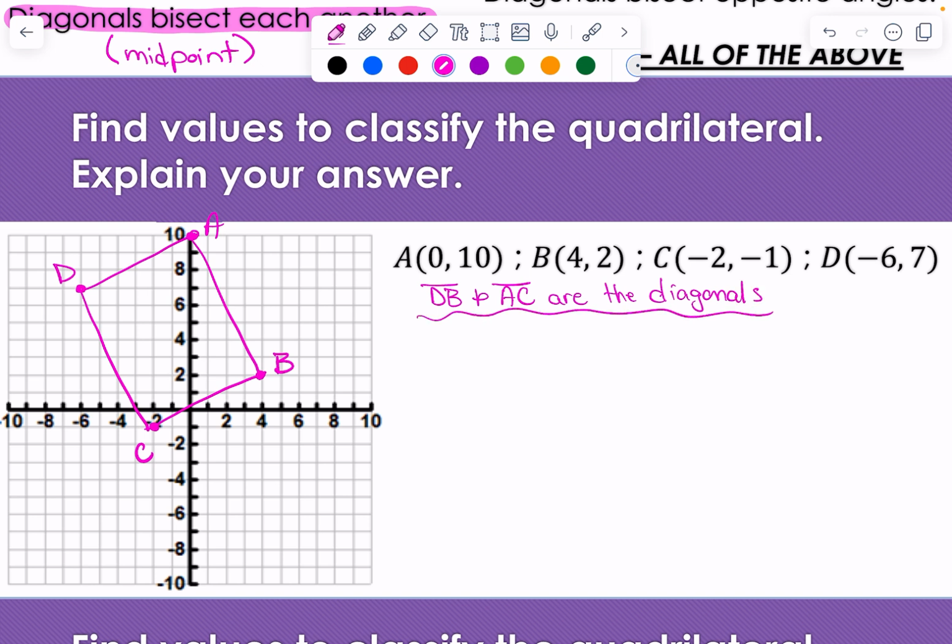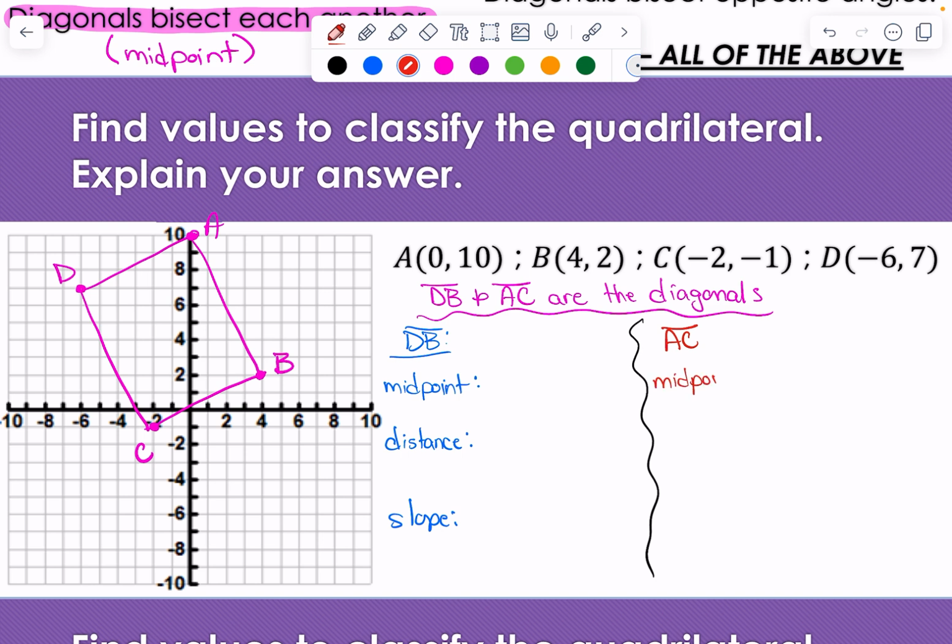Okay, so just to kind of ease everything here, I'm going to split it up. I'm going to do DB on this side, and I am going to find the midpoint, the distance, and the slope of DB. And then I'm going to come over here to the other side and work with AC now. I am going to do the midpoint, the distance, and the slope here. Okay, so now we start in. Let's just do the midpoint.